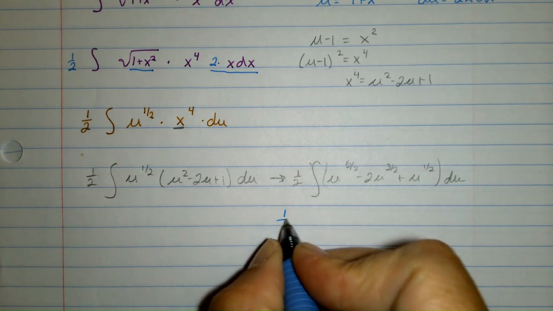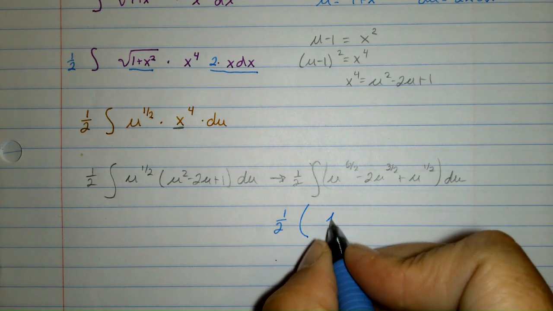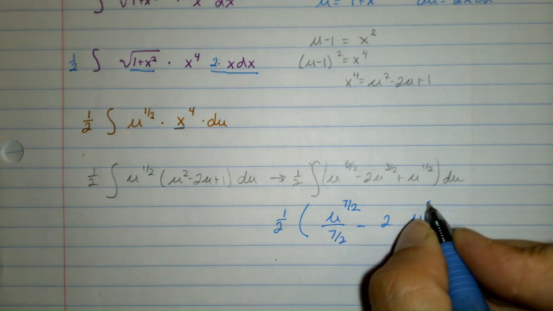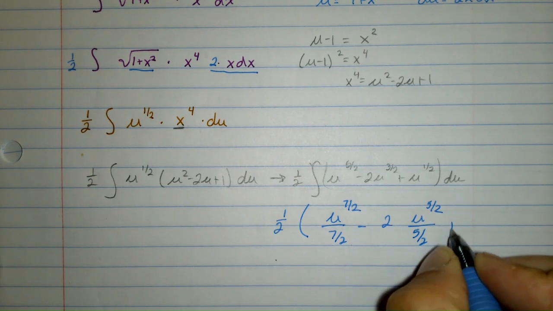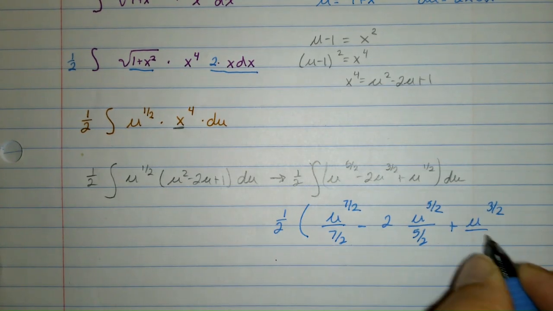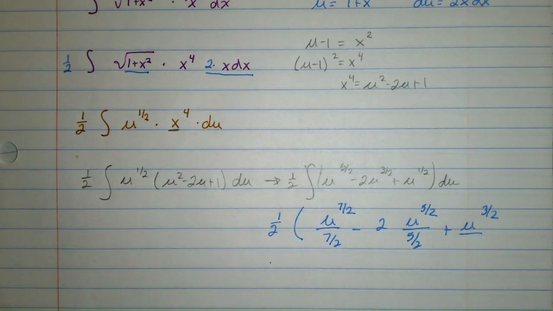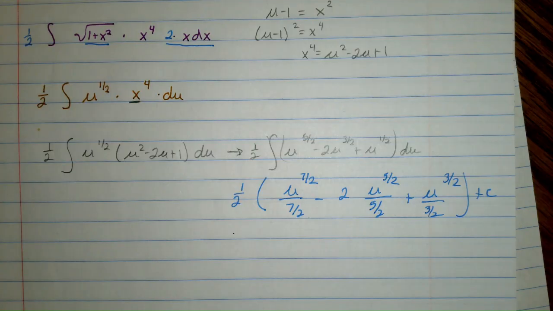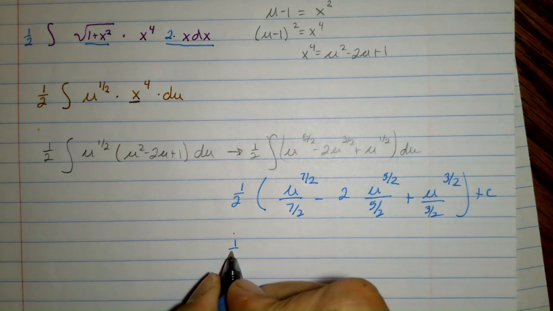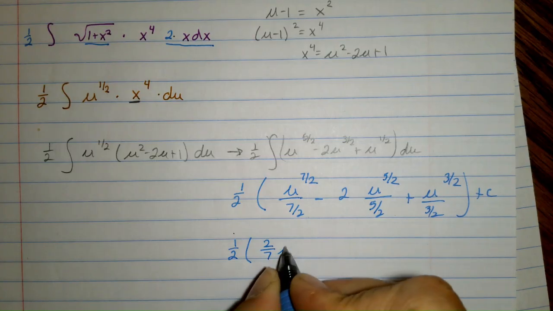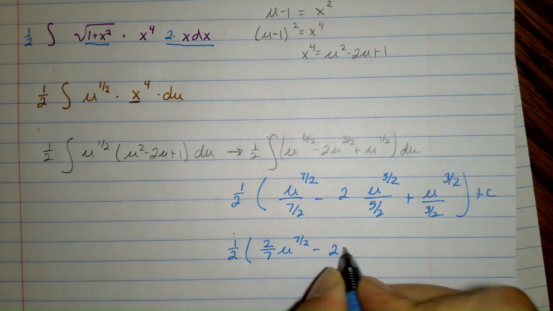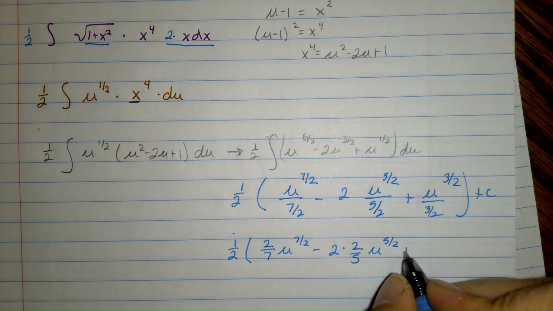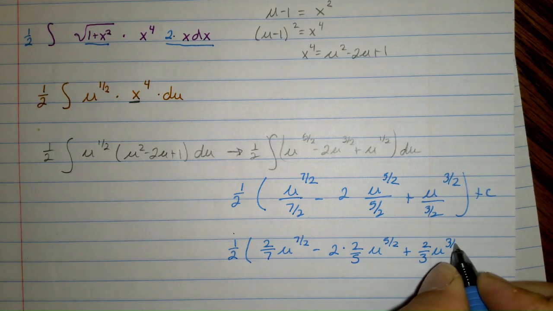Okay, so 1/2 times u to the 7/2 over 7/2 minus 2u to the 5/2 over 5/2 plus u to the 3/2. And I am saying mu because technically I'm using the Greek letter mu. And of course our plus c. Okay, so 1/2 times 2/7 u to the 7/2 minus 2 times 2 over 5 u to the 5/2 plus 2/3 u to the 3/2 plus c.